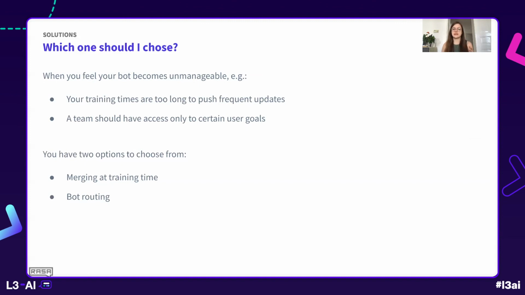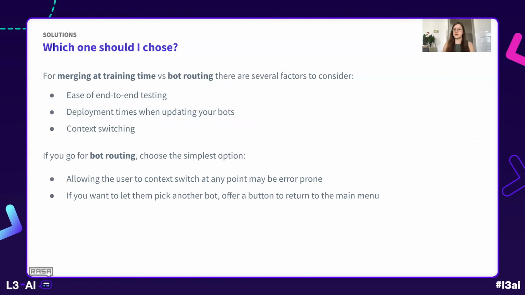So when you notice these things happen, there are two options you can choose from: the option of merging at training time and the bot routing option. So now you have to decide between those two. There are 3 main factors that you should consider when making this decision. I'm going to say there's not one solution that fits all. It really depends on what's important to you, the use case, and what your bot building process looks like. So the first one is the ease of end-to-end testing.